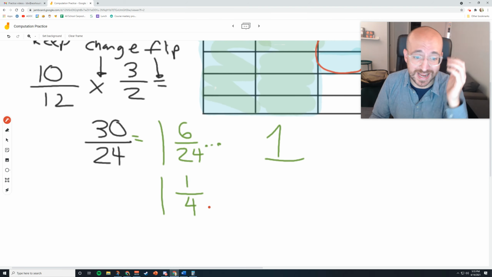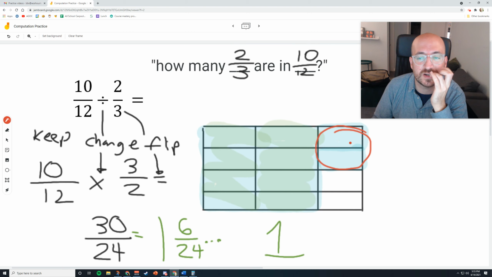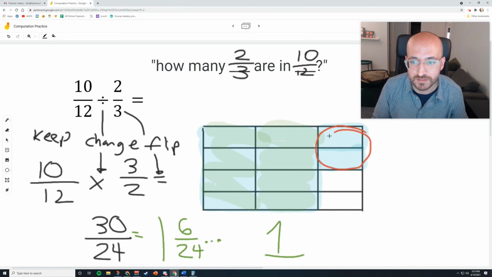And you're like, how does that equal a fourth? Well, now the new whole is 2/3. So we're dividing by how many 2/3. So what does this represent? These two represent out of the 2/3. Let me show you. Oh, could I? Oh, I wish I could bring this. Maybe I can.